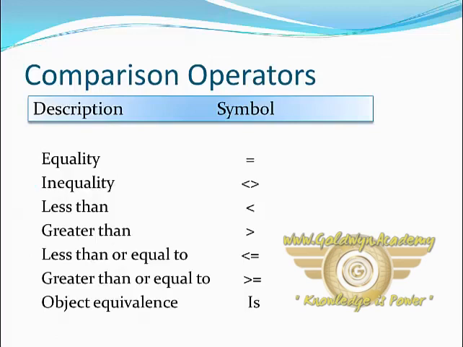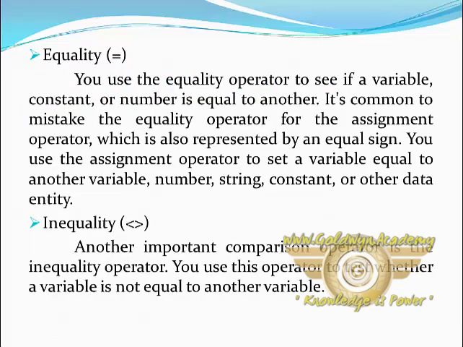Comparison operators. Here is a list of comparison operators and symbols. Equality. You use the equality operator to see if a variable, constant or number is equal to another. It's common to mistake the equality operator for the assignment operator, which is also represented by the equal sign. You use the assignment operator to set a variable equal to another variable, number, string, constant or other data entity.